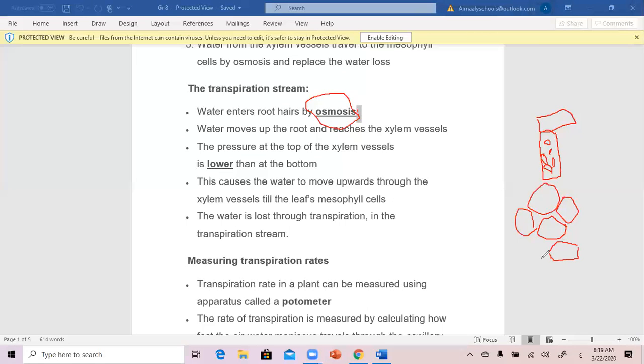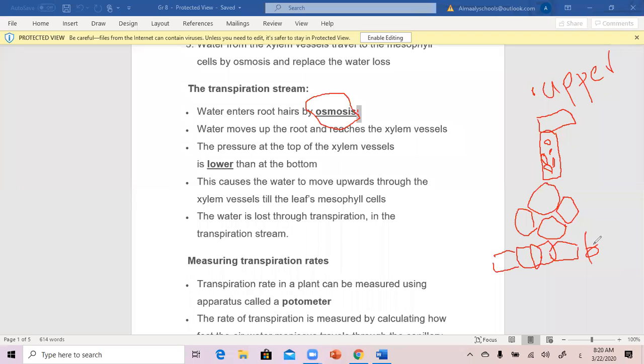Between the lower epidermis cells we have a stoma. That is the stoma. Around the stoma are the guard cells. That is the opening of the stoma, and that is the guard cell. And that is the lower epidermis here. This is the upper epidermis here. This one is the upper epidermis, and this one is the lower epidermis.